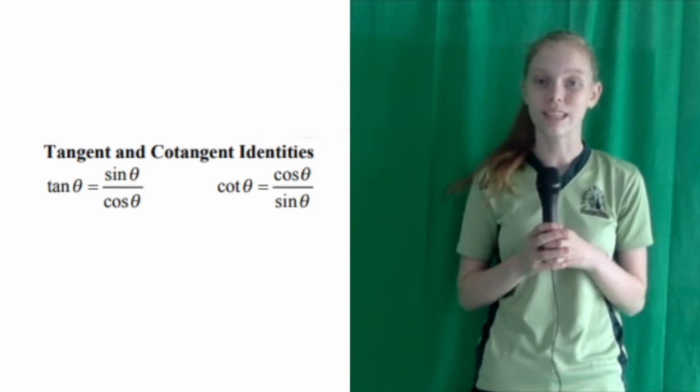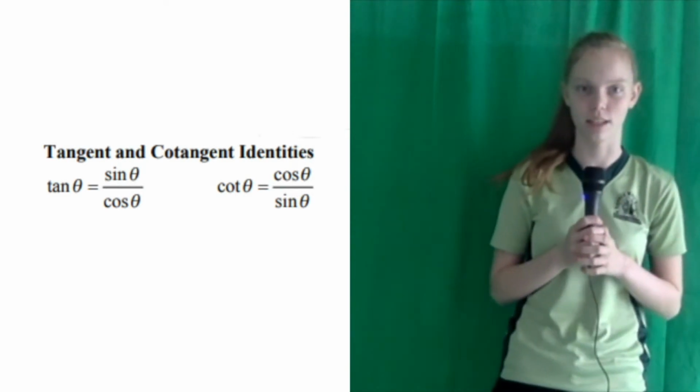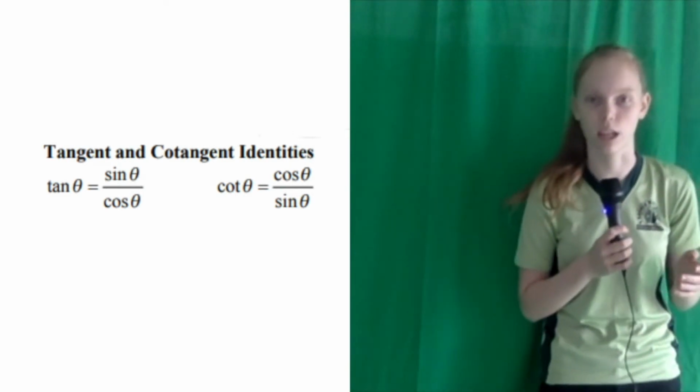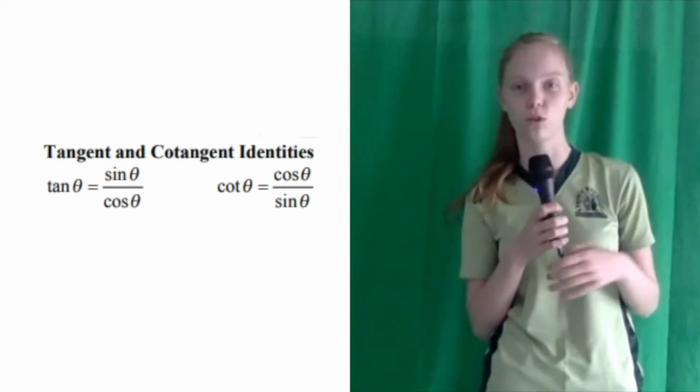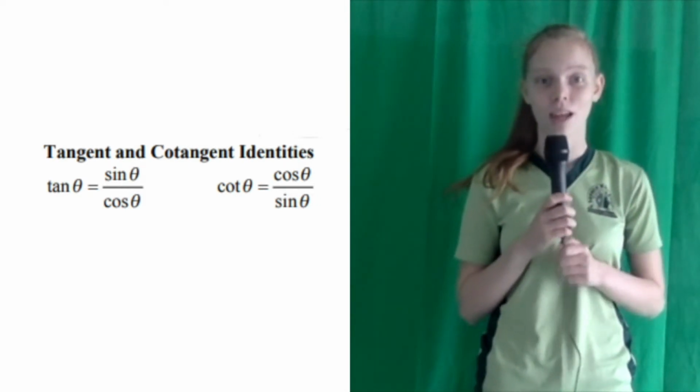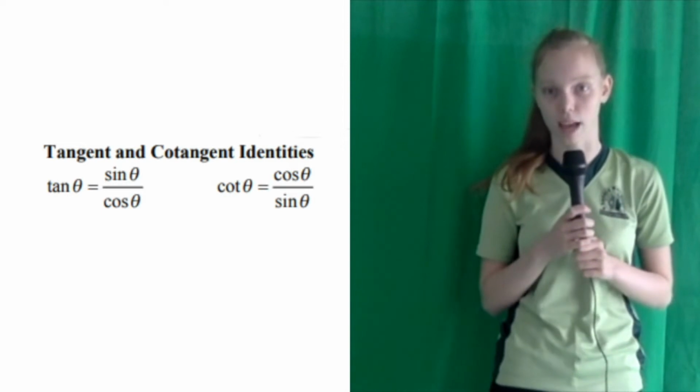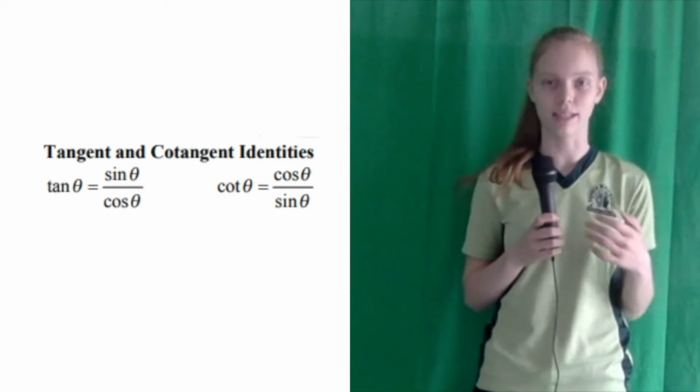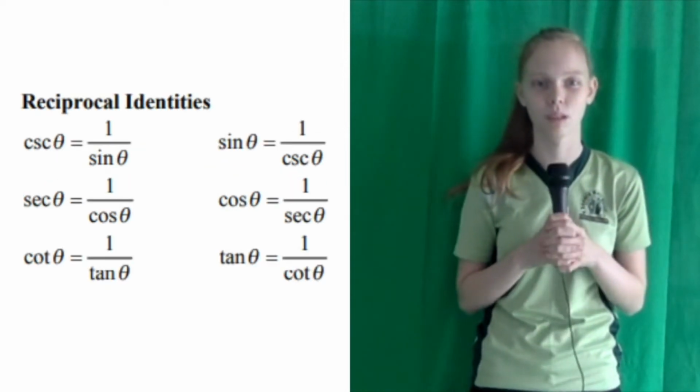Next, we're going to talk about some basic trigonometric identities. The first two are called the tangent and cotangent identities, and these are just the definition of tangent and cotangent. So tangent is equal to sine over cosine, and cotangent is equal to cosine over sine. Those are really simple. They're the exact same as the definitions.